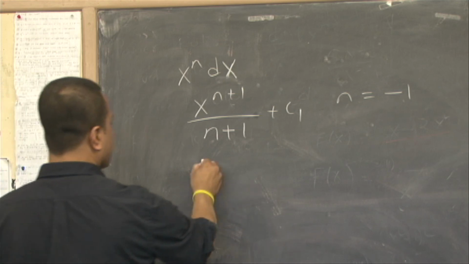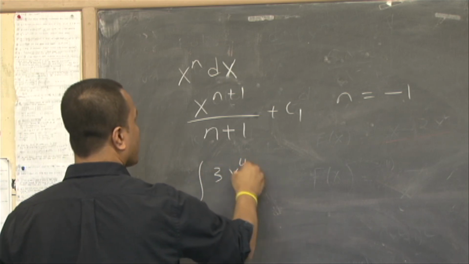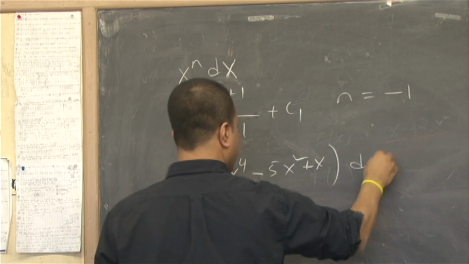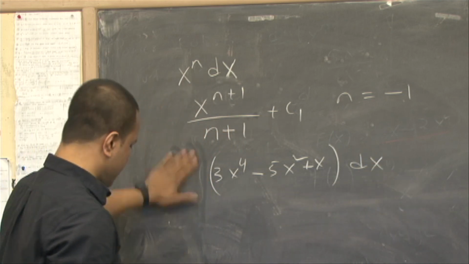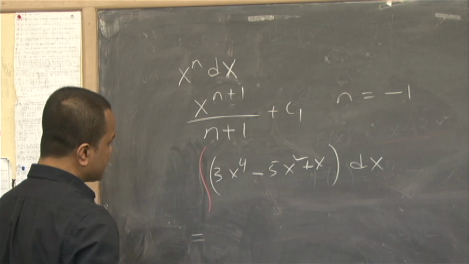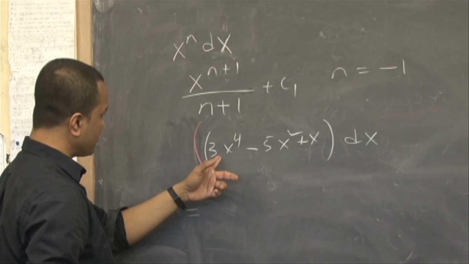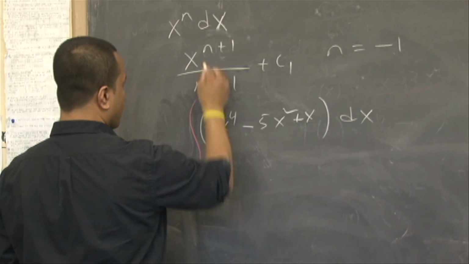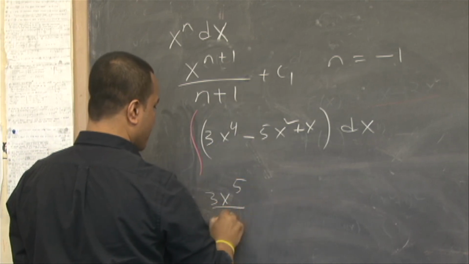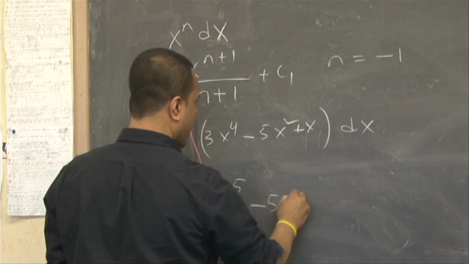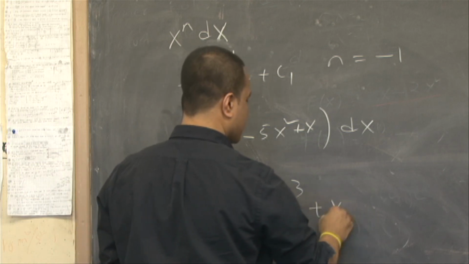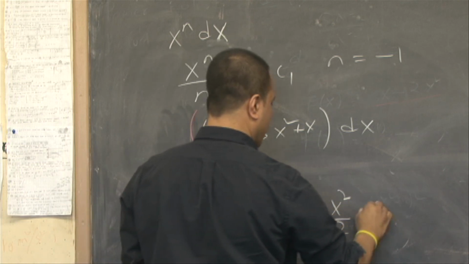So let's find an example: the integral of 3x to the 4 minus 5x squared plus x dx. Use this formula to integrate that. This is the sign of integration, okay? So we're going to use this formula and write 3x to the 5 over 5, minus 5x cubed over 3, plus x squared over 2, plus c1.